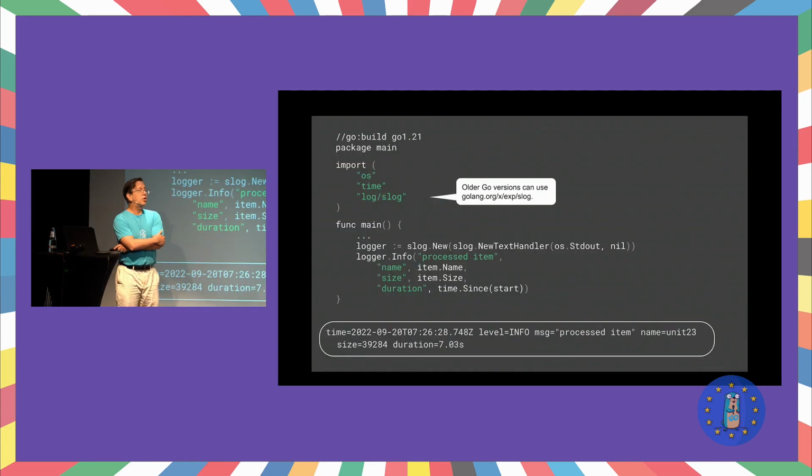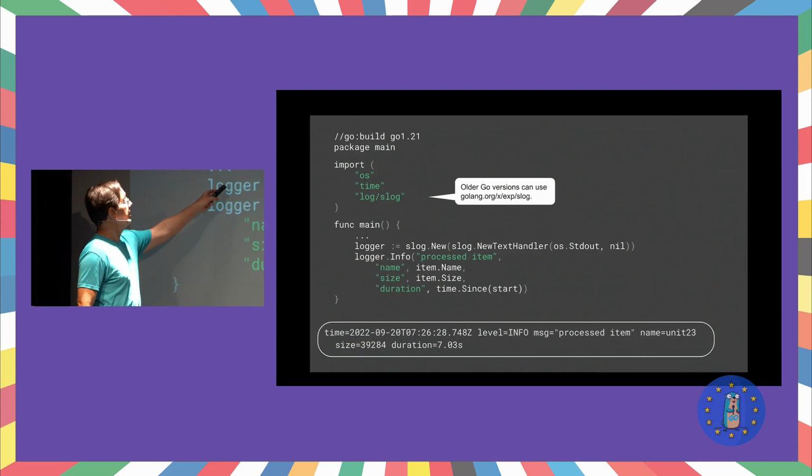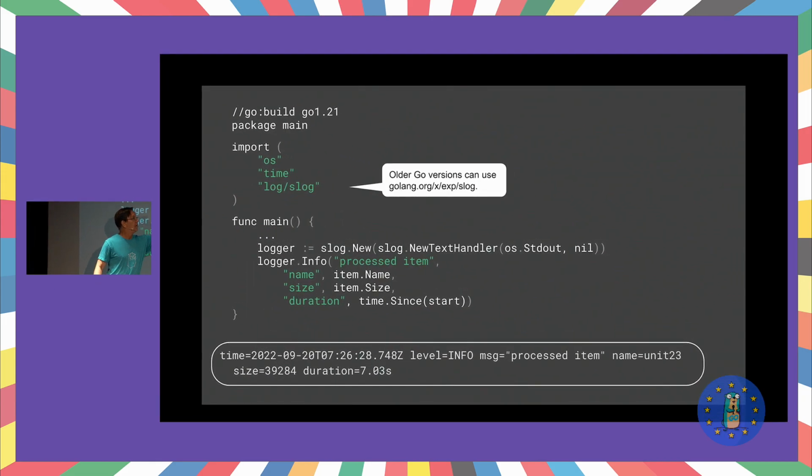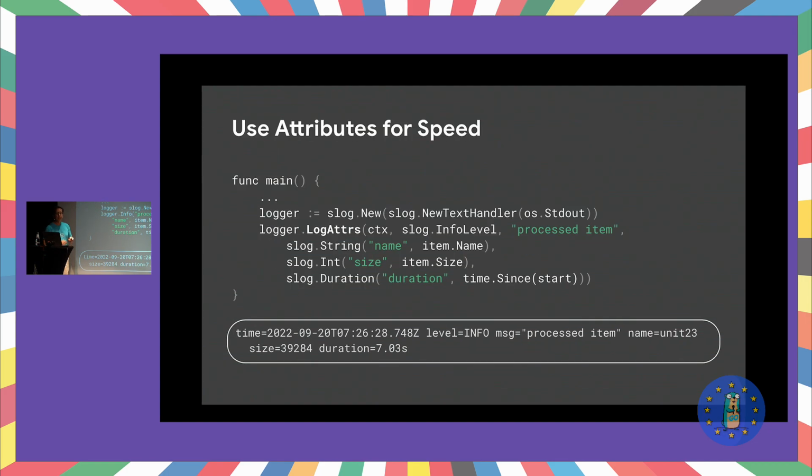So here's some slog code. Right here in the middle, we're constructing a new logger using the text handler, writing to standard out. And then we log something at the info level with the message "processed item", and then three alternating keys and values. And the output is, as I said, key equals value.